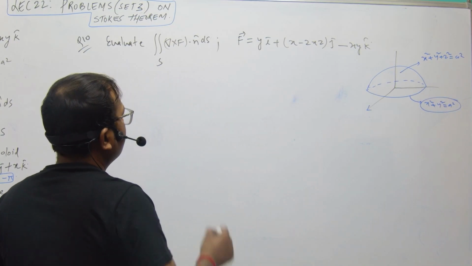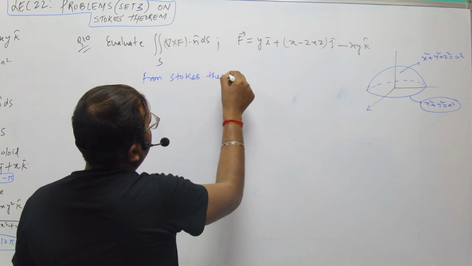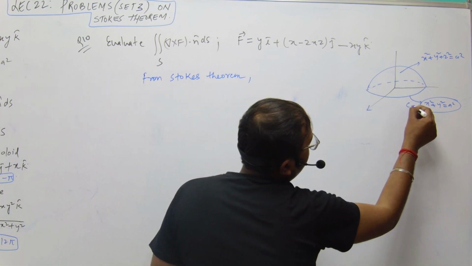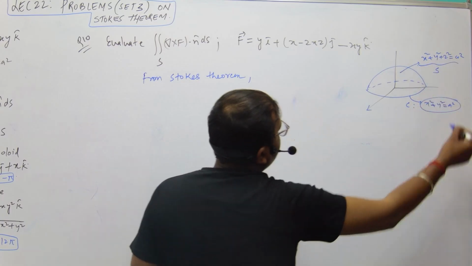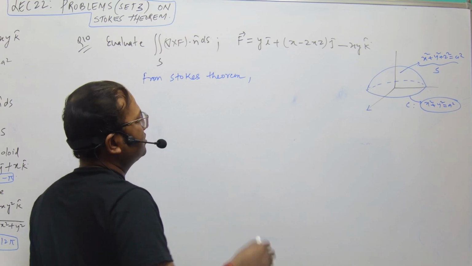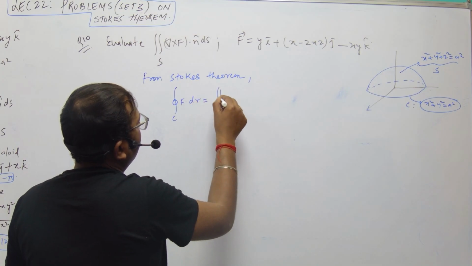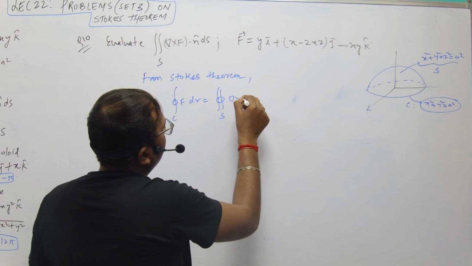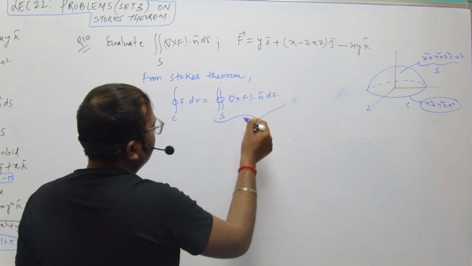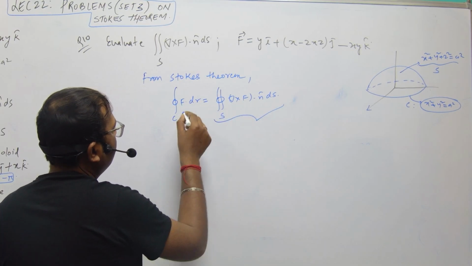From Stokes theorem, this is curve C and this is surface S. Stokes theorem gives a relation between line integral and surface integral. So along the curve C, the line integral of f dot dr is equal to the surface integral along the surface S of del cross f dot n cap into ds. This we have to evaluate, and it is the same as the line integral. So let us calculate the line integral, f dot dr.